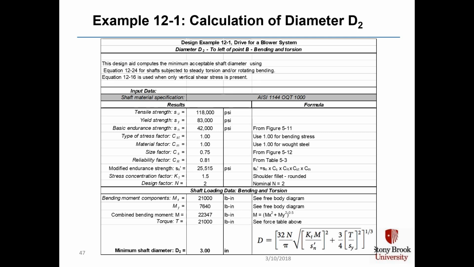And that's shown on this spreadsheet snippet here, where you see that we've calculated D2 using a resultant bending moment and the torque of 21,000 pound-inches with KT equal to 1.5. I got the minimum shaft diameter of D2 is 3 inches, and we'll go with that for the rest of this video.